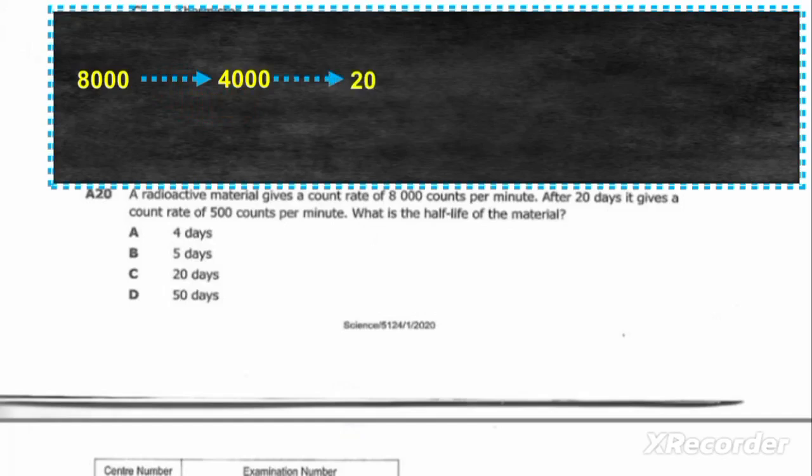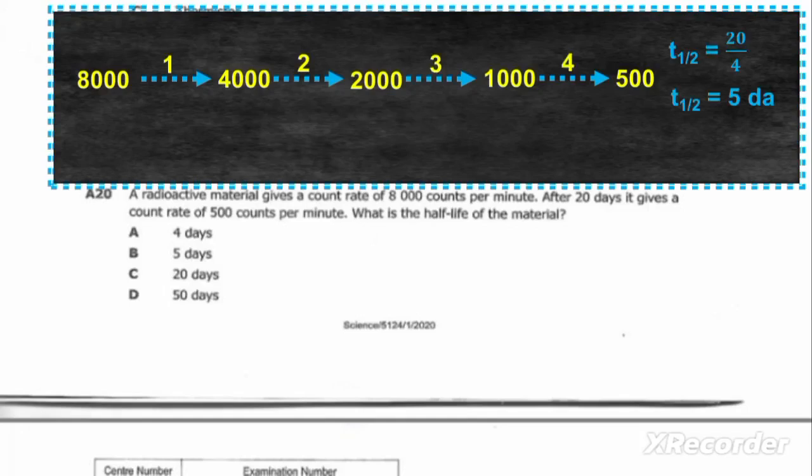After another half-life, this one will be reduced to 2,000. After another half-life, this one will be reduced to 1,000. After another half-life, this one will be reduced to 500. We are told that the time taken for this 8,000 to be reduced to 500 is 20 days. So we have how many half-lives? We have 1, 2, 3, 4. So we have 4 half-lives. Therefore 20 divided by 4 is equal to 5 days. So the half-life is 5 days.